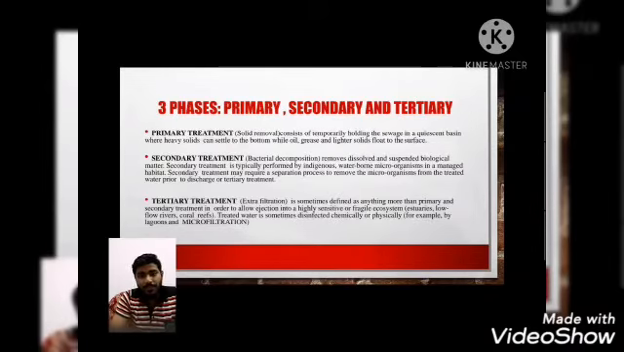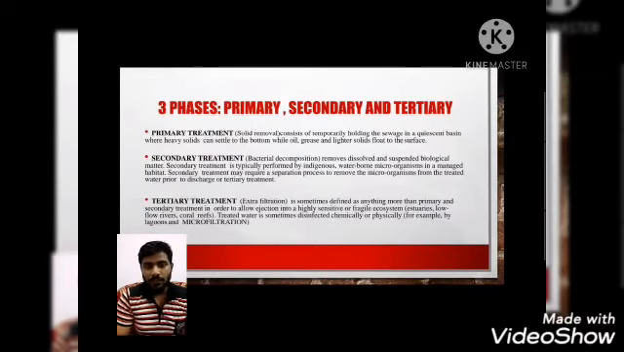Moreover, the secondary treatment is carried out to decompose the bacteria from sewage water. The secondary treatment removes dissolved and suspended biological matter. This treatment is typically performed by indigenous and waterborne microorganisms in a managed habitat. The secondary treatment requires a separation process to remove the microorganisms from the treated water prior to discharge or tertiary treatment.